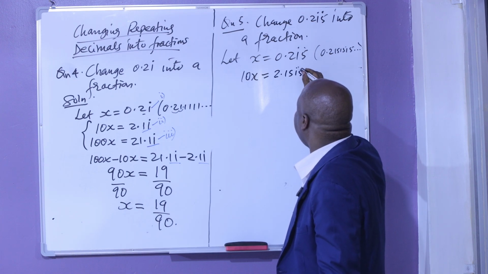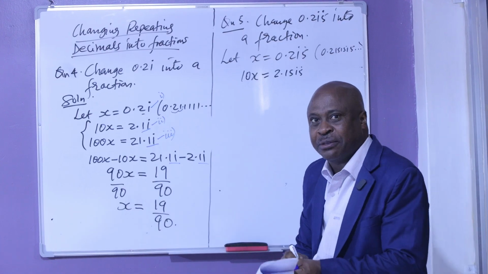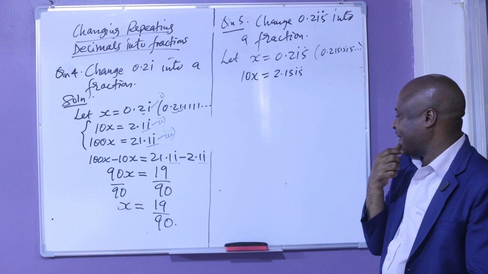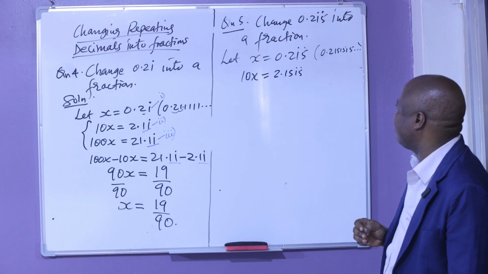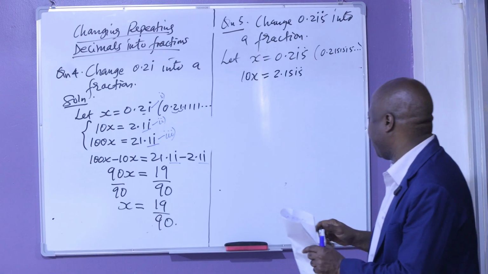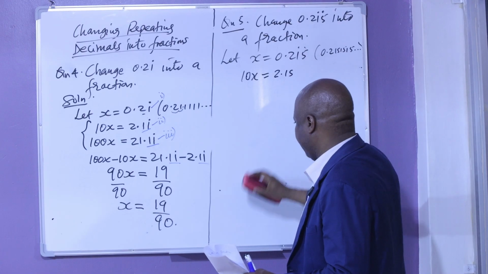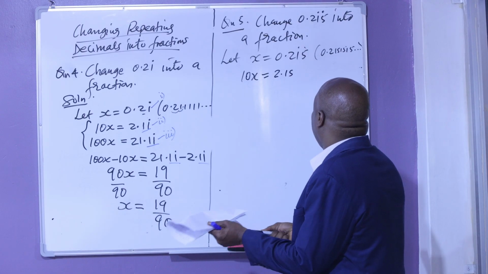Remember, the 15 is repeating. But there is one thing here we should be very, very careful of. If I'm writing 1515, it's okay. Let me just write here 15 dot.